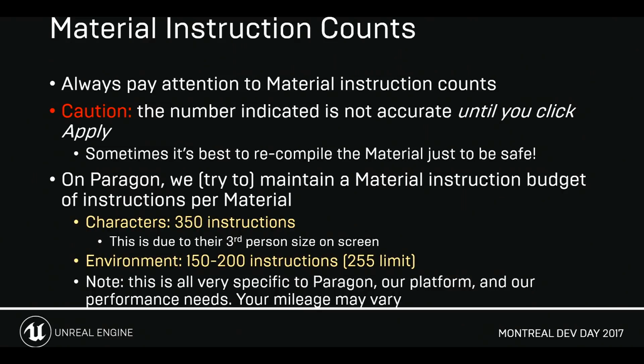just to recalculate and make sure that I know what those numbers are. On Paragon, we actually have an instruction budget, because I've had a lot of folks ask me this. For characters, it's about 350 instructions. On the environment, it's 150 to 200 with an absolute max of 255. If you go anything over that, you've got to start chopping down. It's cool to pay attention to this too, because depending on what you're trying to do in your shader, you'll see some operations will really make these instruction counts climb, and others you almost don't feel. So just keep an eye on that number.